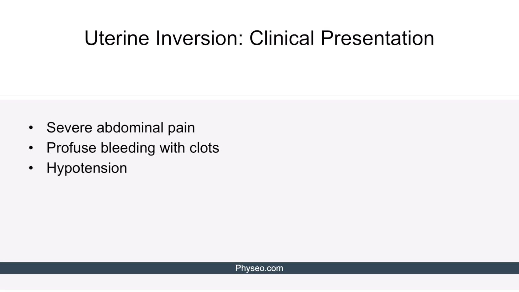Because of this, it's important to recognize these other clinical symptoms of uterine inversion. Patients may experience severe abdominal pain, profuse bleeding with clots, and hypotension.